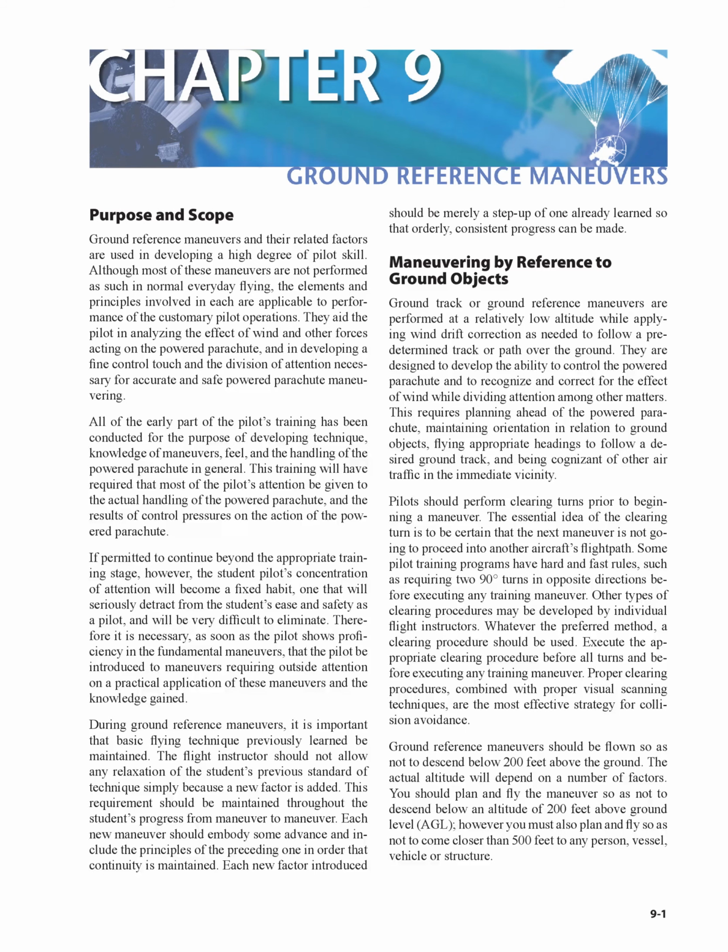Purpose and scope. Ground reference maneuvers and their related factors are used in developing a high degree of pilot skill. Although most of these maneuvers are not performed as such in normal everyday flying, the elements and principles involved in each are applicable to performance of the customary pilot operations. They aid the pilot in analyzing the effect of wind and other forces acting on the powered parachute, and in developing a fine control touch and the division of attention necessary for accurate and safe powered parachute maneuvering.